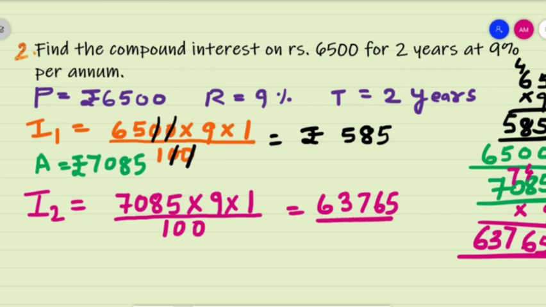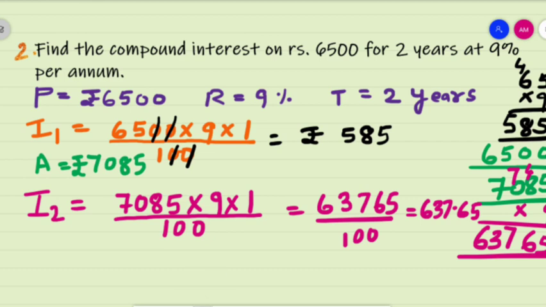63765 divided by 100. So what is your amount? Your amount is 637.65. So here your interest is 637.65.